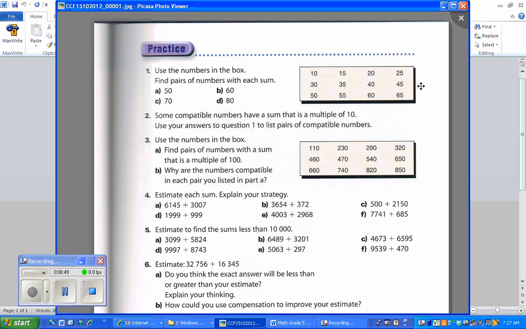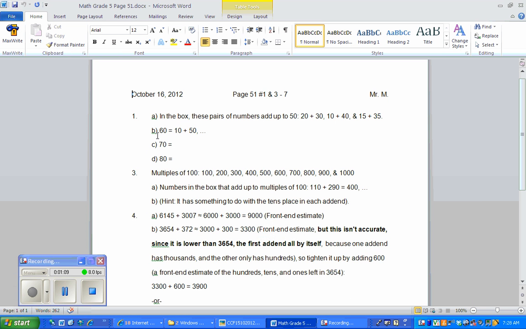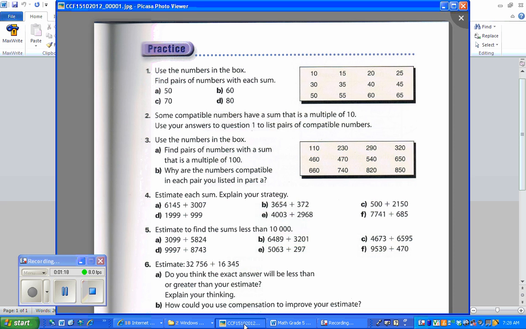So just glancing at the box, I see 20 and 30, and I know that 20 plus 30 equals 50. I also see that there's 10 and 40, and I know that 10 plus 40 equals 50. And I see 15 and 35, and 15 plus 35 equals 50. So these pairs of numbers in the box add up to 50: 20 plus 30, 10 plus 40, and 15 plus 35. If you look, you'll find that there are no other pairs of numbers that add up to exactly 50.